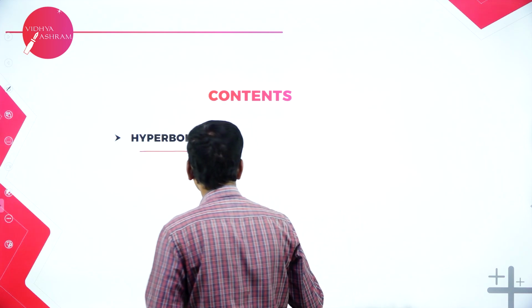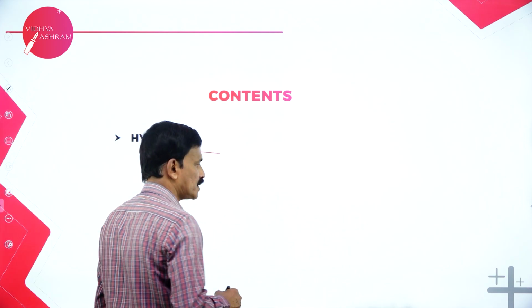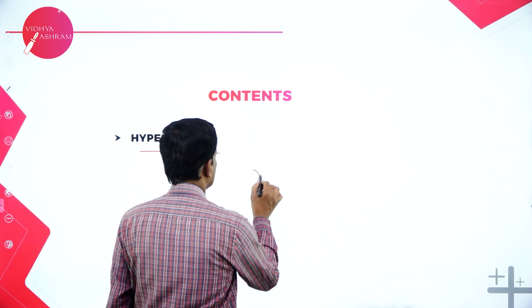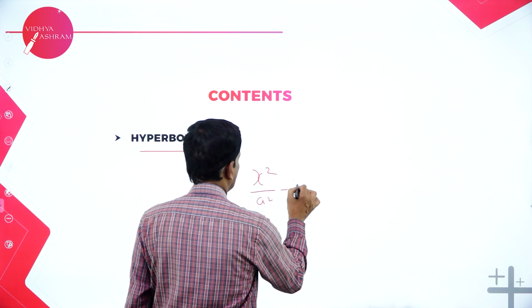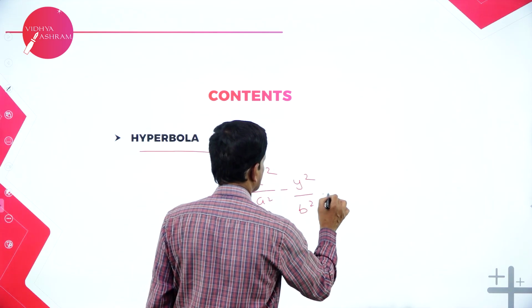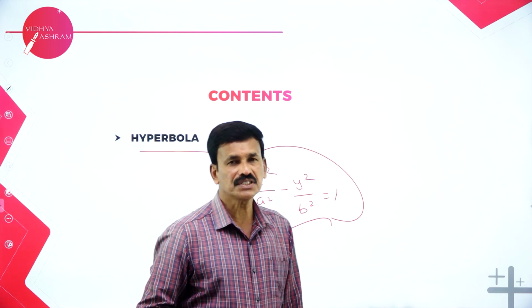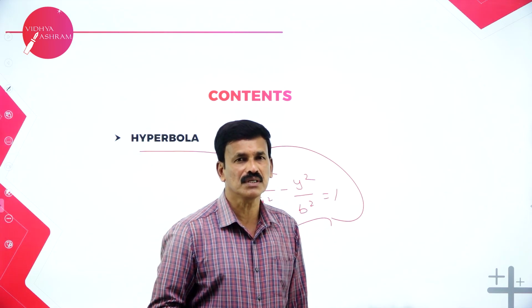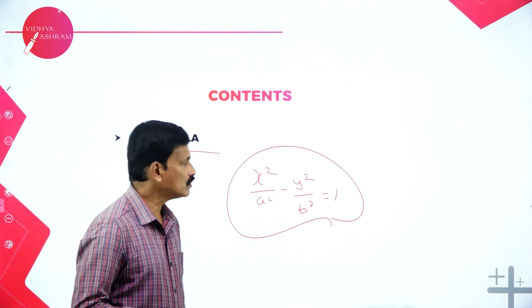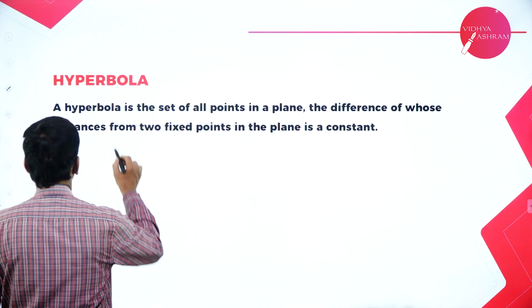Now the equation of the hyperbola in the standard form is nothing but x square by a square minus y square by b square is equal to 1. So this is the equation of a hyperbola in the standard form, x square by a square minus y square by b square is equal to 1. Now let us know what this hyperbola is.